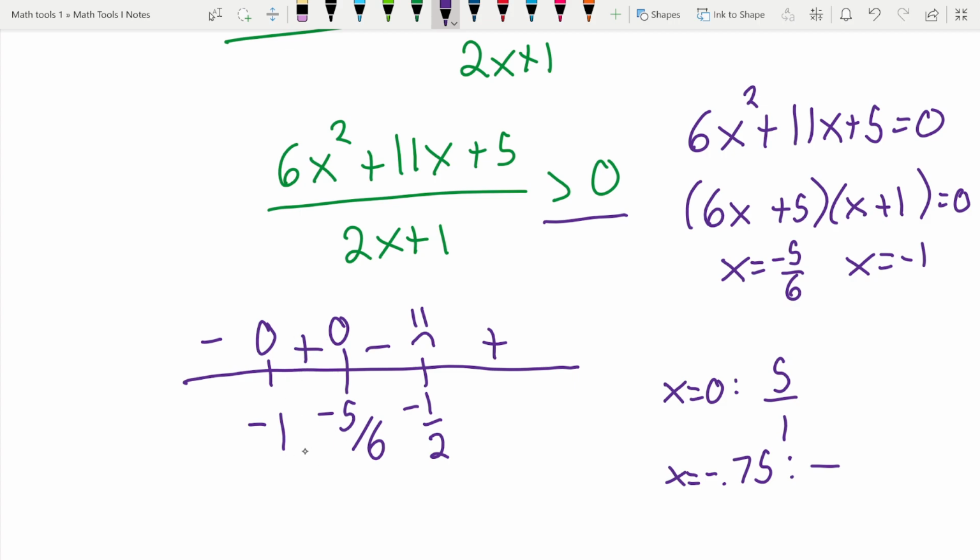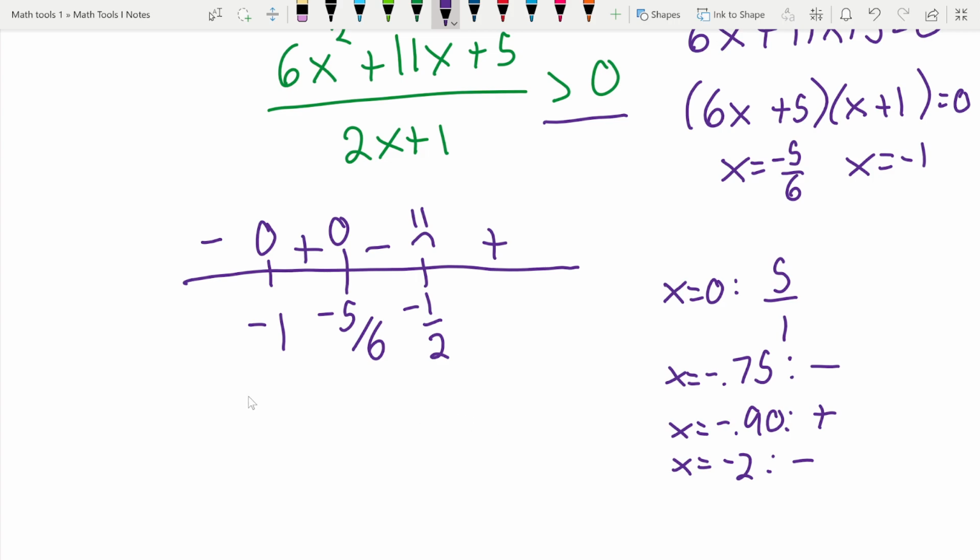This would be pretty hard to find a number to test in between, right? Maybe you could do like -0.9, plug that in, and you should get a positive number. And then on the other side, you just plug in like -2, and you should get a negative number. Okay. So regardless, our final answer here then would be just the parts where it's positive.